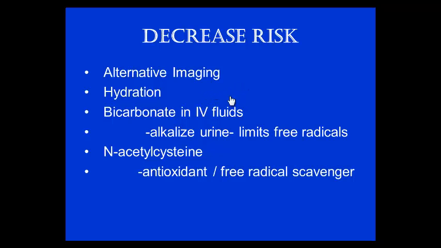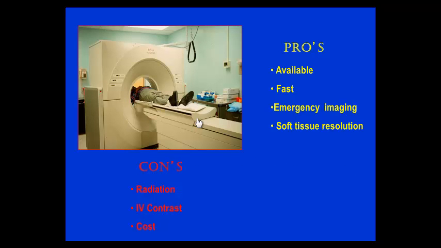There are also some other ideas about using bicarbonate to alkalinize the urine, and that might limit some of the acid effect and some of the free radicals. And then there's another drug called N-acetylcysteine, which is an acetyl substitution of cysteine, and that again has some antioxidant effect. But these have to do with, again, that acid and that antioxidant effect. But really the hallmark of that is hydration and alternative imaging, if you can come up with it. All right, so if we think back again about CT scans, the pros: availability, fast, great for emergency imaging.